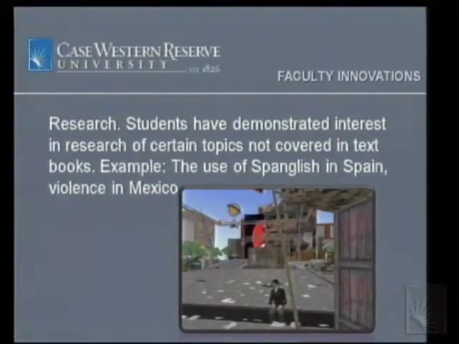Then, since I started, things have evolved. Students have had ideas that I had to move on with them and fulfill their needs. So one of them was research. One of my students was telling me, "I want to study the dangers of Second Life." Then another one said, "How about if I find out Spanglish? I'm very interested." He bought some books of Spanglish. He said, "What about if I go and use these words in Spain? Will they understand me?" So students have demonstrated interest in research of certain topics not covered in the textbook.